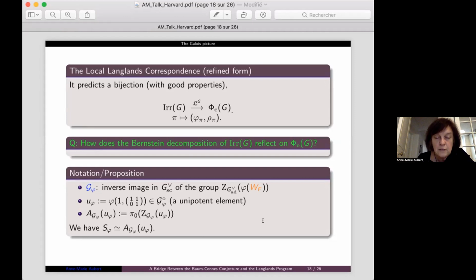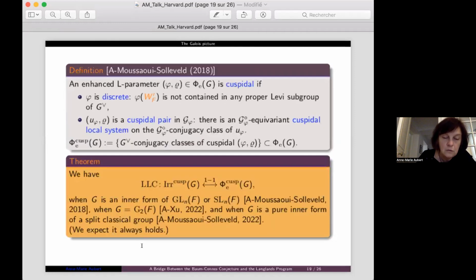And you can consider its group of components, and you can check that the group S_phi is canonically isomorphic with the group of components of the element u_phi in G_phi. And this is very useful because now in G_phi you have a not necessarily connected, but reductive complex group, and you can use methods like the Springer correspondence or the generalized Springer correspondence to work on it.